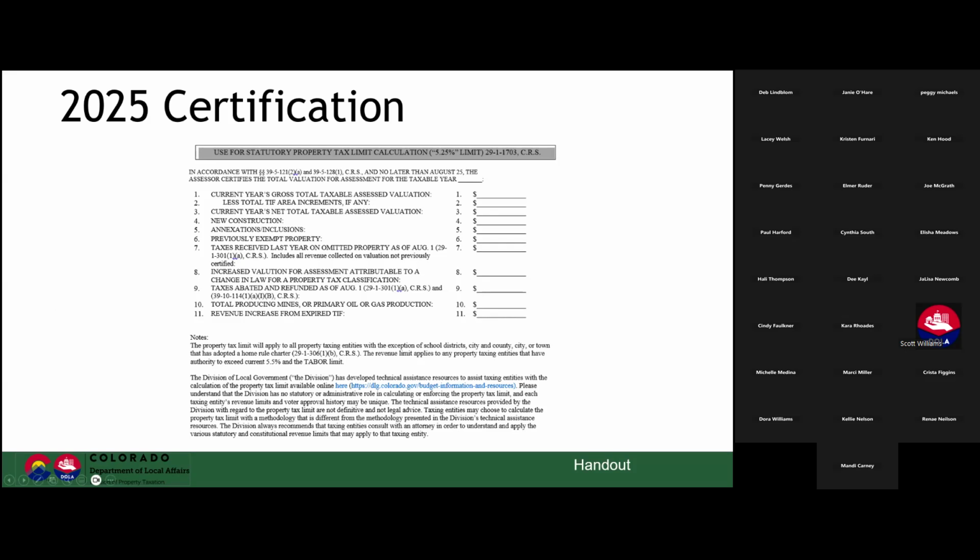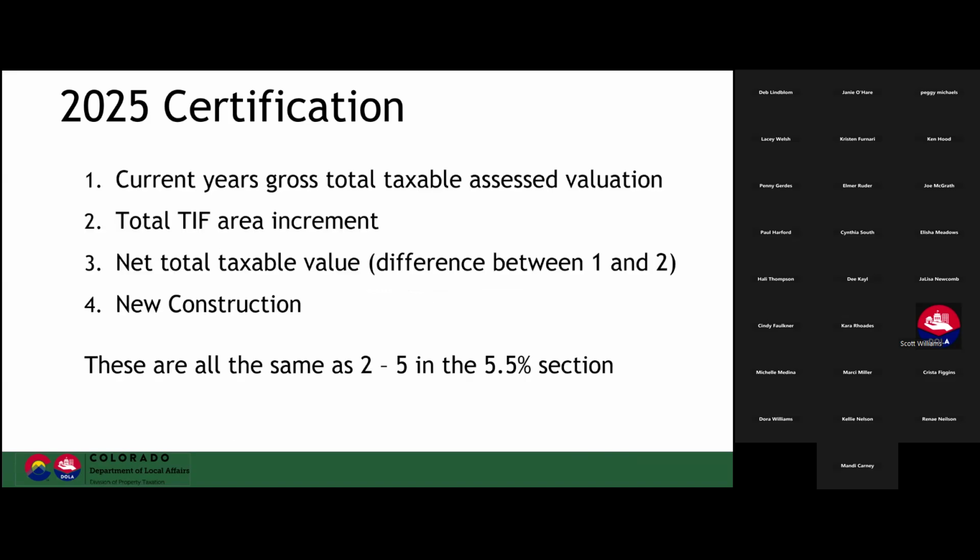Because it's a revenue limit, it is going to be based on those assessed valuations. So again, very similar to the 5.5% limitation that we have right now. And let's just go through it line by line, so you know what information needs to be there.